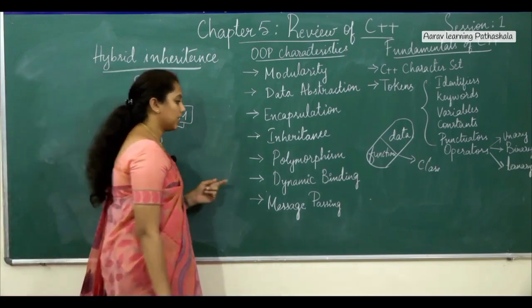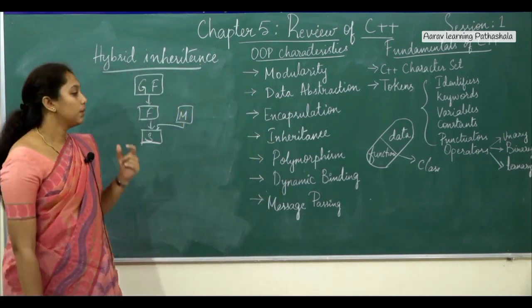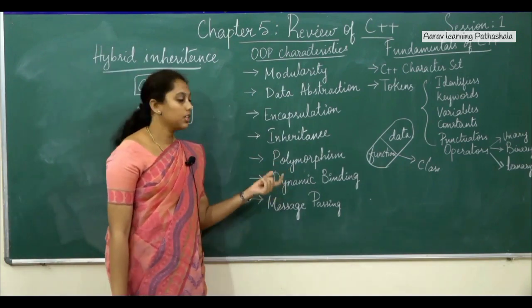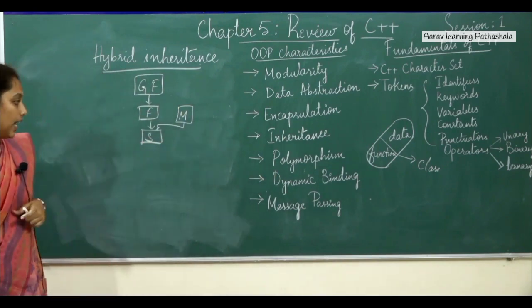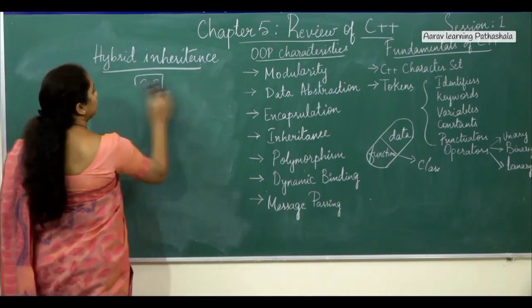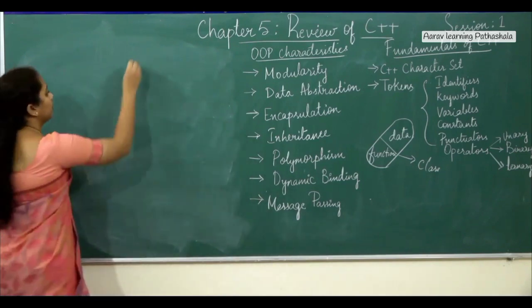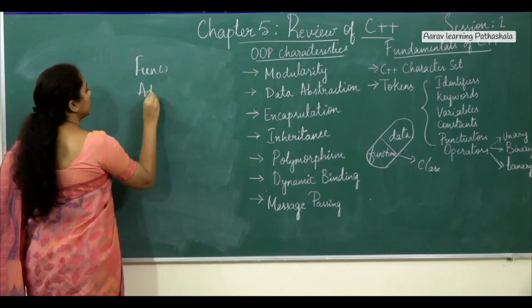And the next characteristic is polymorphism. What is polymorphism? The word poly means taking many forms. Consider an example. A function named addition.